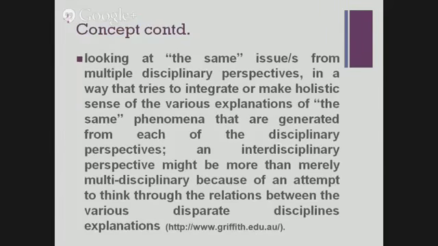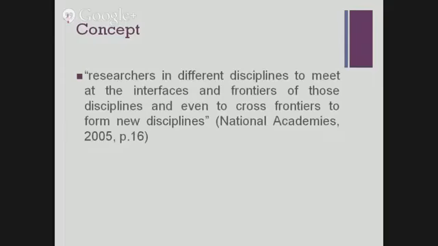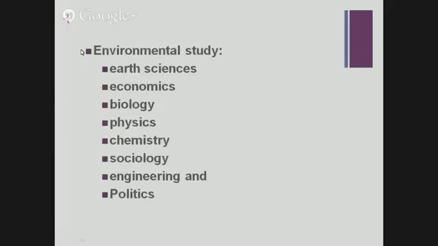When faculty members collaborate from different disciplines, they try to build up relationships and associations between the knowledge of different disciplines. It simply does not mean addition of knowledge from multiple areas, but it leads to generation of a new set of knowledge. For example, environmental study is based upon the knowledge gained from various disciplines including earth science, economics, biology, physics, chemistry, sociology, engineering, and politics.